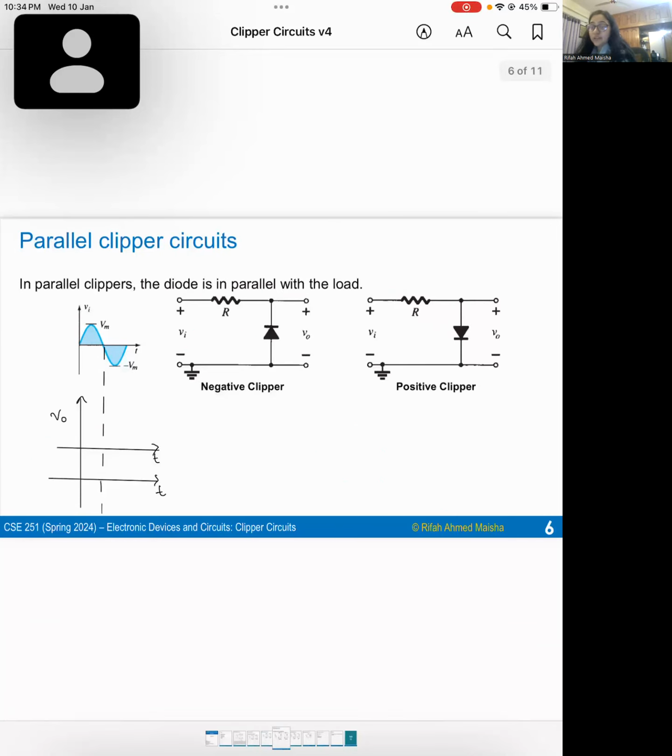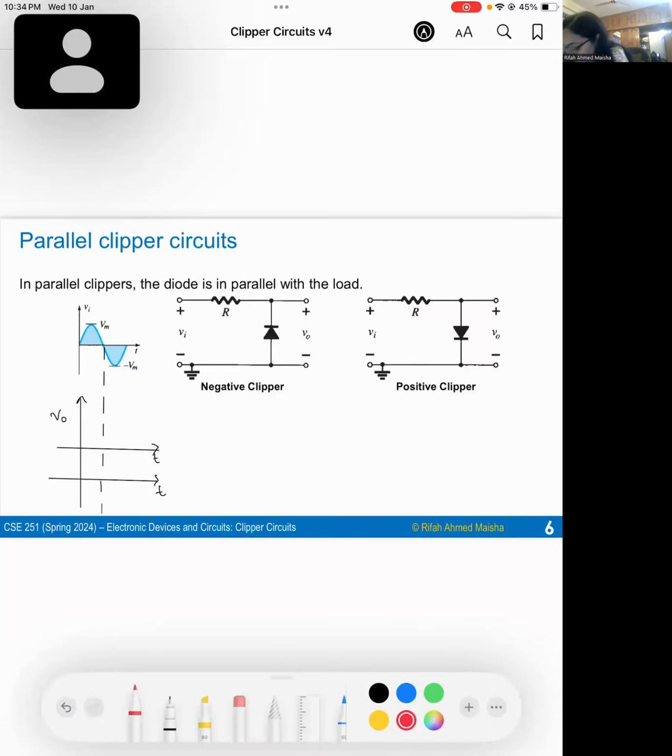For parallel clipper, the diode is in parallel with the resistive load. So for figure 1, during the positive half cycle, as the output is taken from the diode, the diode is reverse bias and output voltage is equal to input voltage. And for the negative half cycle, the diode is forward bias and short circuit. That's why output voltage is equal to 0. If we draw the waveform, it will look like this. The positive part follows the input voltage while the negative part of the signal is clipped off.